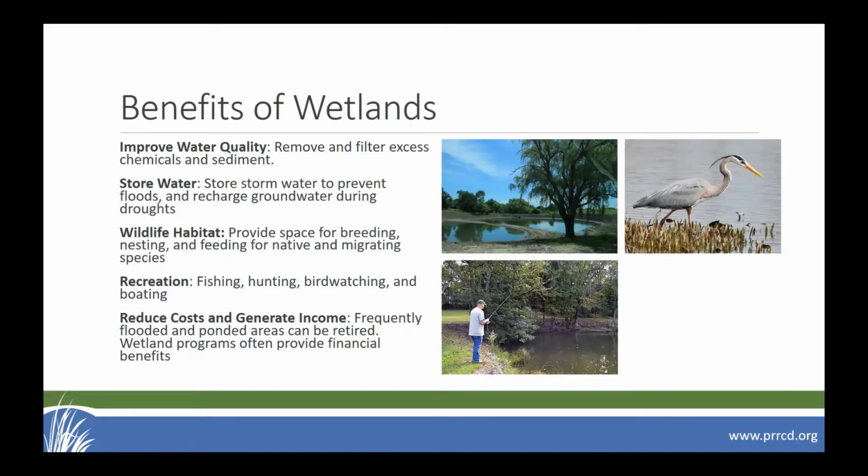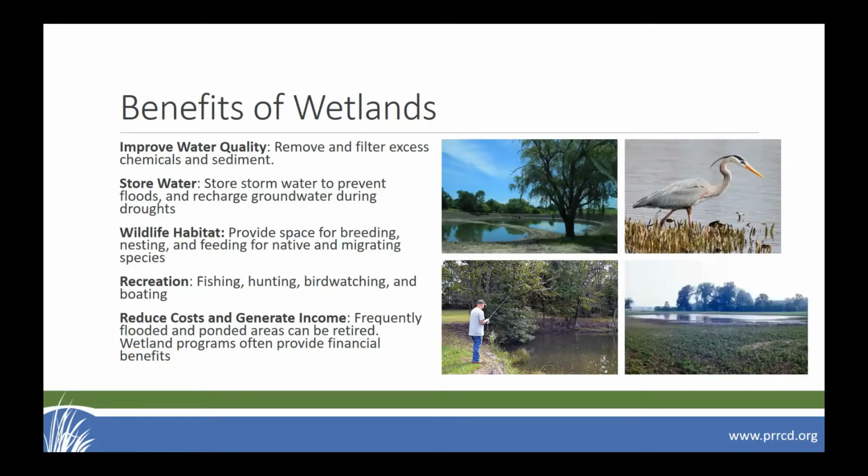Wetlands also provide recreational activities. People will use wetlands for fishing, for hunting, for bird watching, and even boating and canoeing if the wetland is large enough. And finally, wetlands will reduce costs and generate income. So areas that are frequently flooded or ponded, places where farmers are not seeing a good return on their investment from all the inputs that are going in them just to be ponded and flooded in a typical year, these areas can be retired. And when these areas are retired, they can be enrolled in a wetland program that often provides financial benefits or compensation to that landowner.